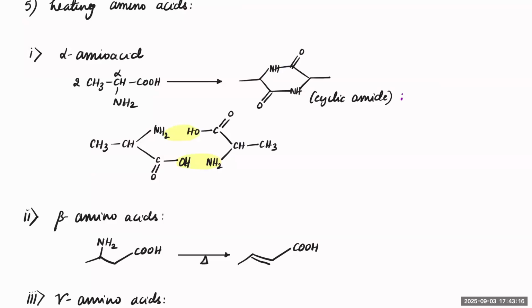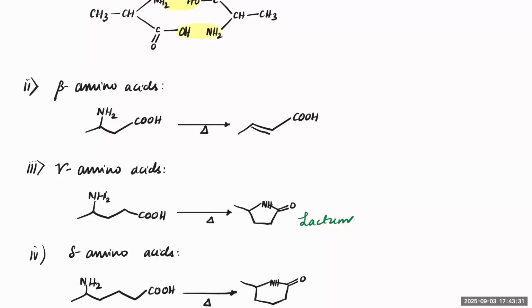This is called cyclic amides, and cyclic amides are generally called lactams. These are called lactams. Clear? So you'll get lactam amides. Clear? Next, if you have beta amino acid, you remove this NH2 along with H from the alpha position and you make a double bond. So just like OH, we did the same thing. You do the same thing with ammonia also.